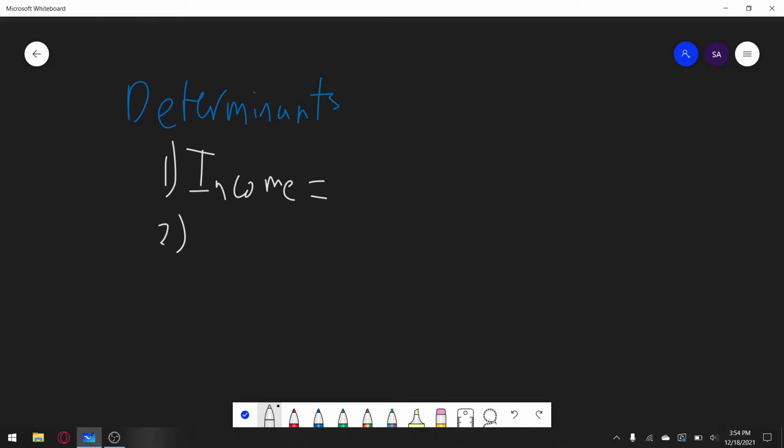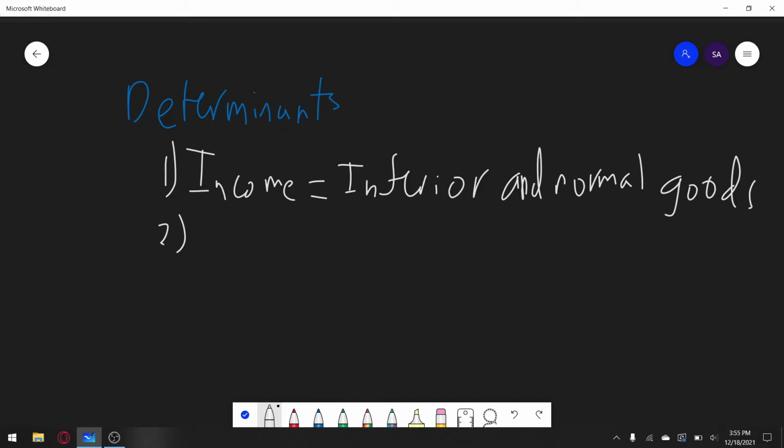So number two, inferior and normal goods. All right, number two, we have substitutes. How many substitutes are there? This basically means if you have more substitutes, it affects demand for a product. Substitutes and complements. Just quickly write complements.